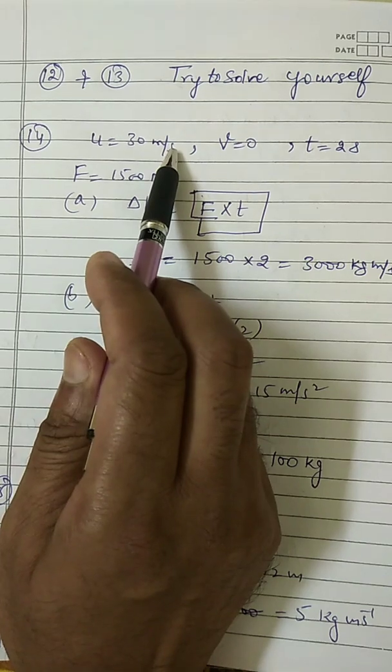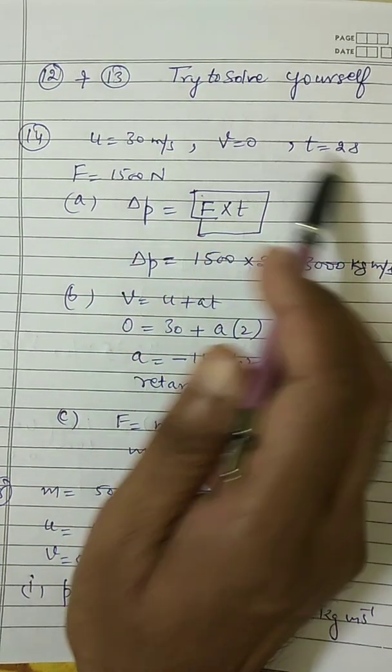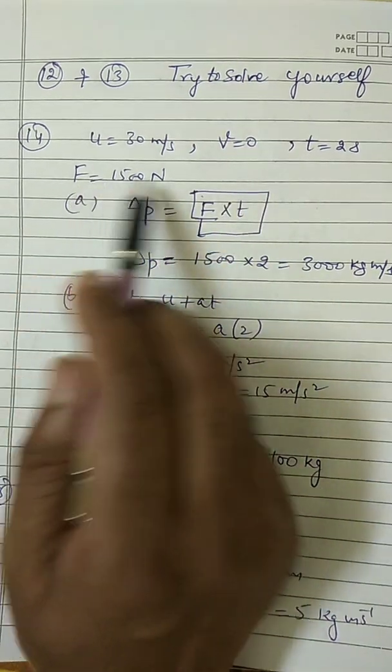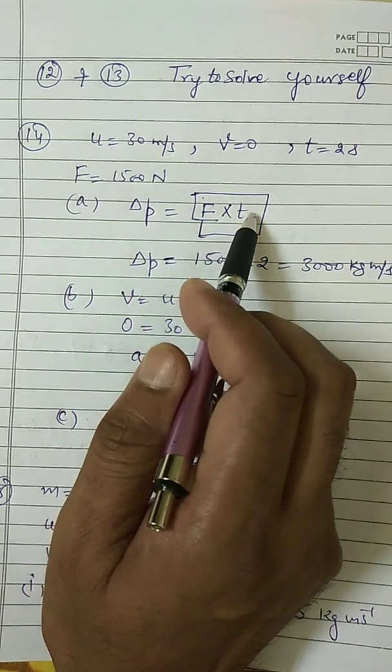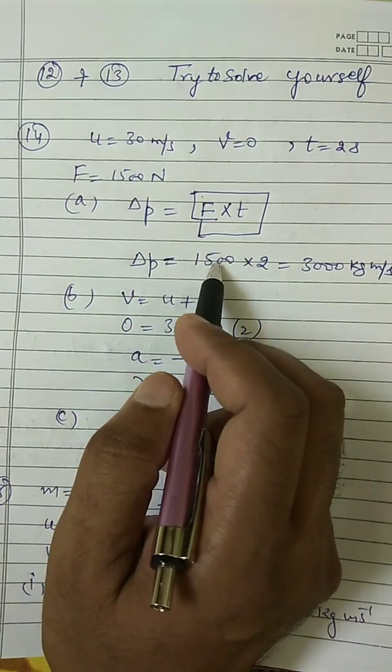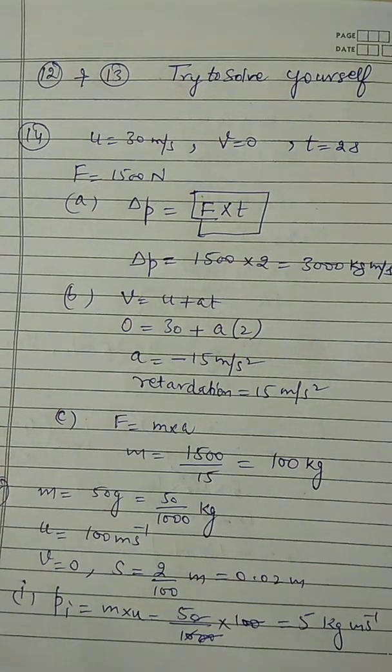U is 30 meter per second initial velocity. Finally the body is stopped in 2 seconds, so final velocity is 0. Force is 1500 Newton. A part, delta P is equal to force into time. So delta P is 1500 into 2, 3000 kilogram meter per second.